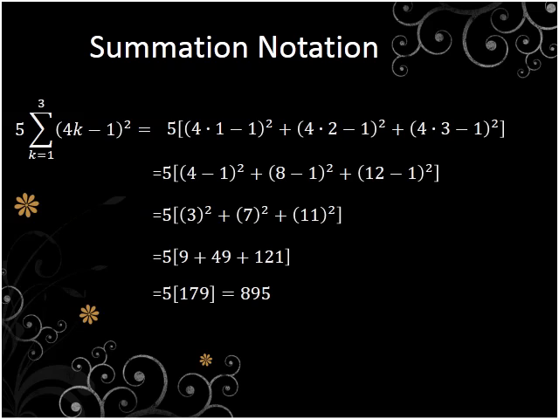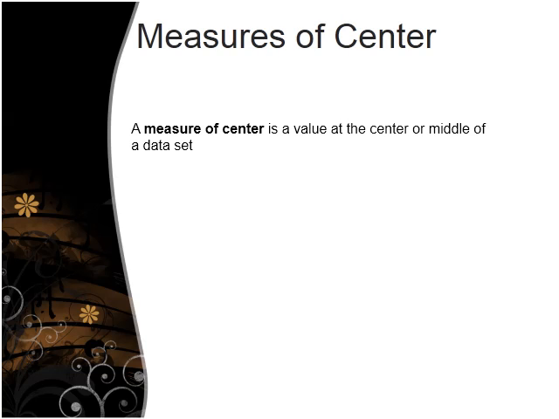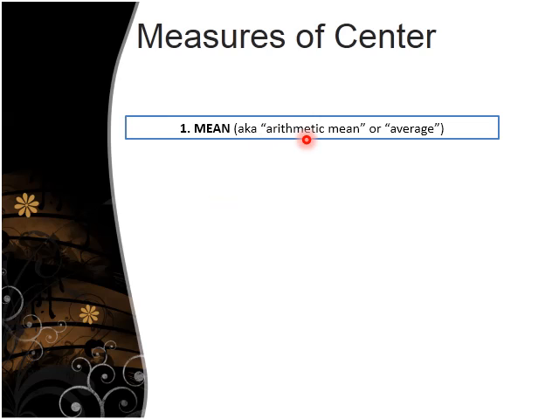Now we're going to see how we're going to need this in measuring center of data, and in the next section, measures of center. A measure of center is a value at the center or middle of a data set. So there are several ways to calculate a measure of center, and which one we use depends on what we're looking for. The one most people are familiar with, and the one that comes up most often, is the mean. The mean is also more formally called the arithmetic mean, or less formally known as the average.